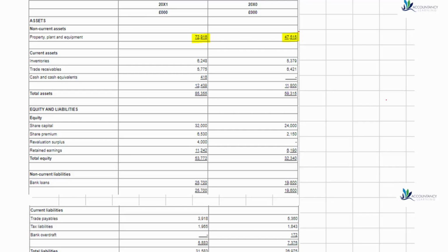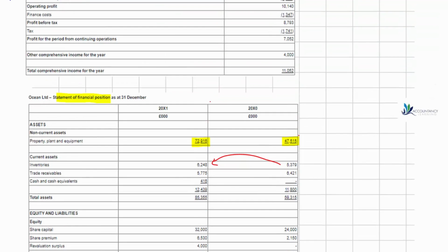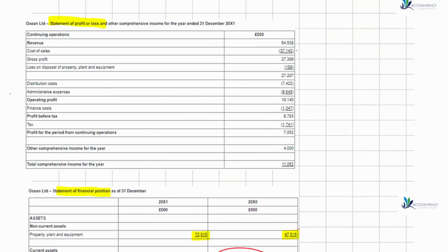Next, let's move on to the inventories figure. So here we can see that the value for inventories has increased from last year to this year, and that means we must have spent some money buying those inventories. Now, the amount of money we've spent on inventories will be the purchases figure, which is part of our cost of sales. But our cost of sales is included in our profit or loss figure. So how much we've spent in total on all purchases will be included here.